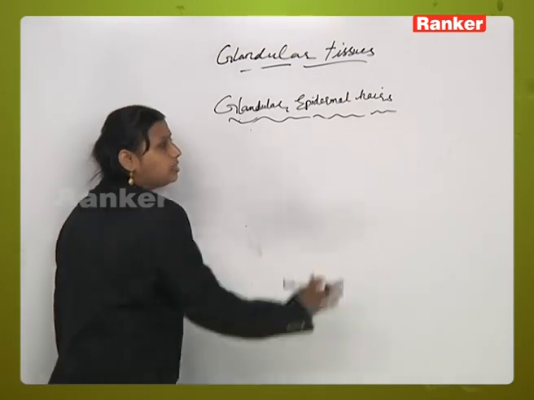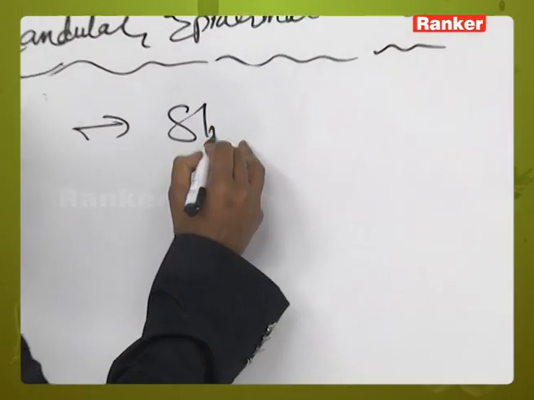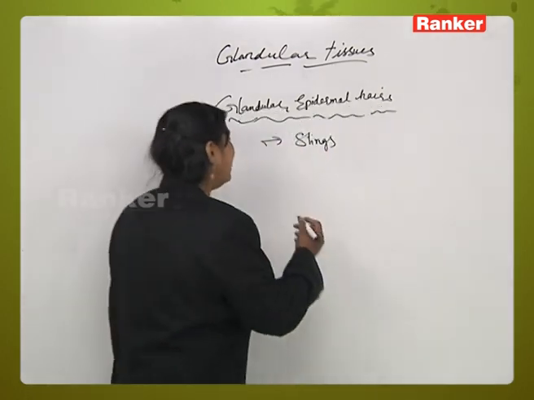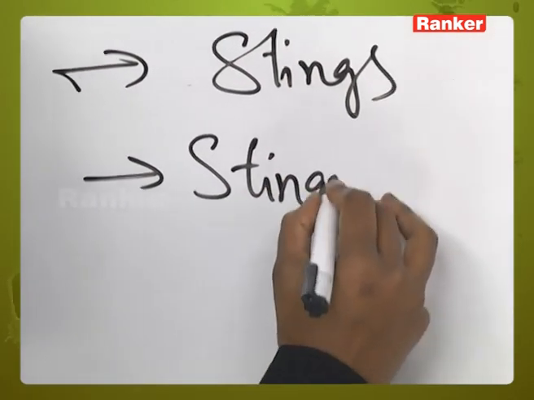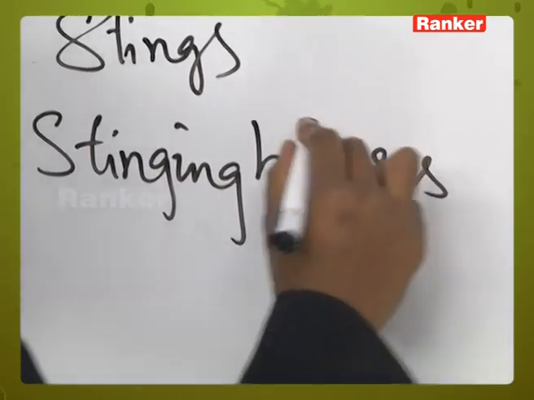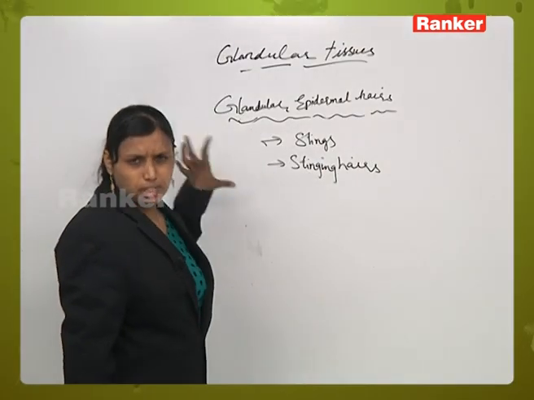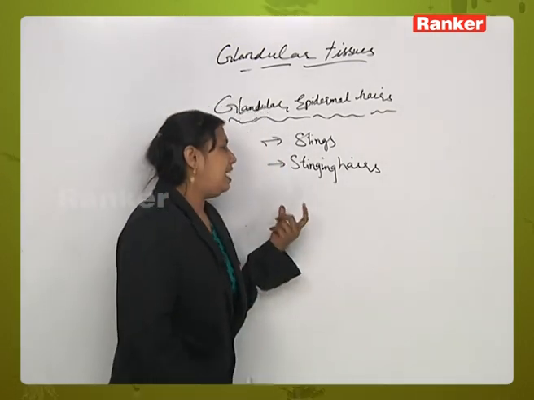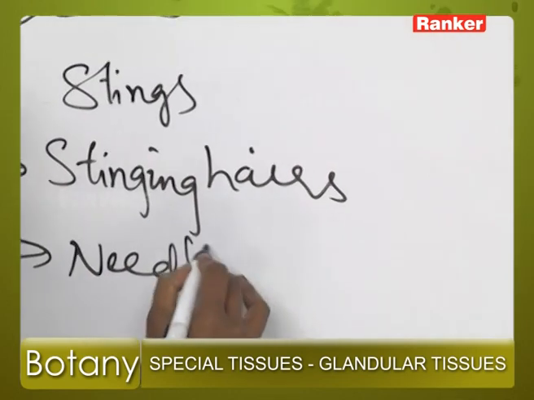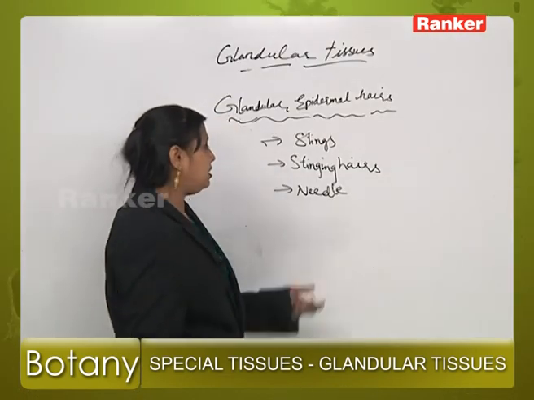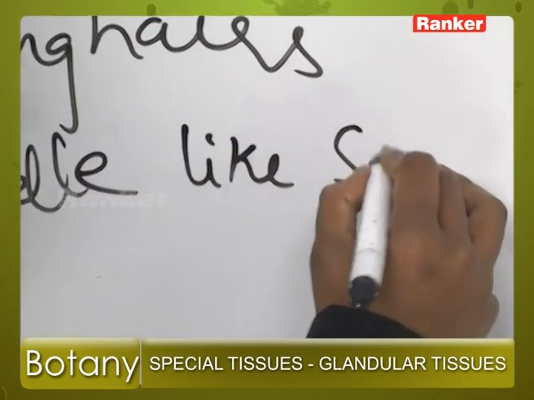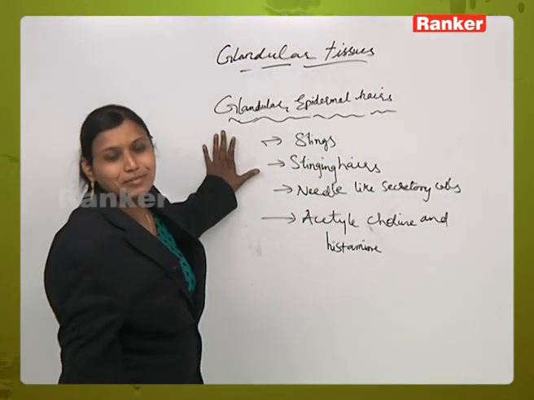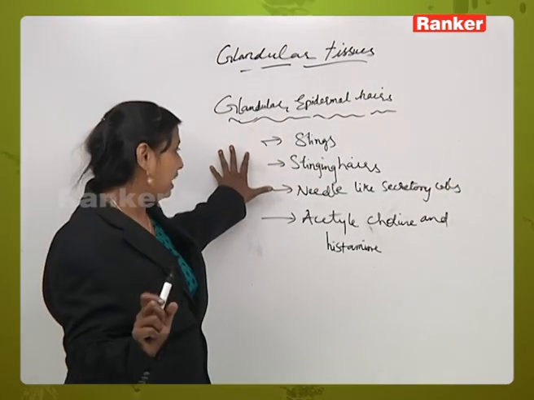Some glandular trichomes have stings. Stings means they have pin-like, pointed ends. These are called stinging hairs. They possess needle-like structures with secretory cells at the tips.